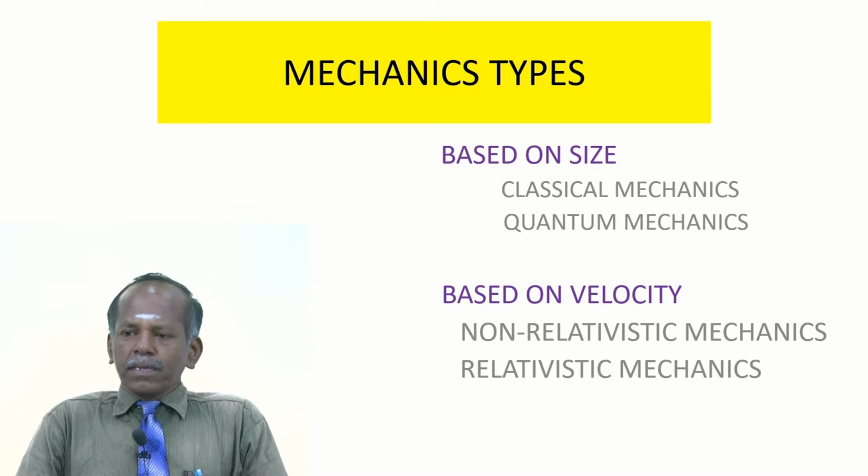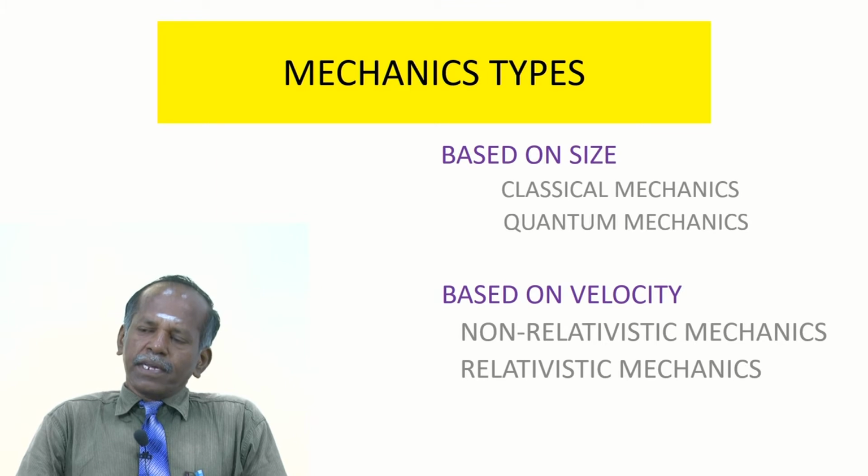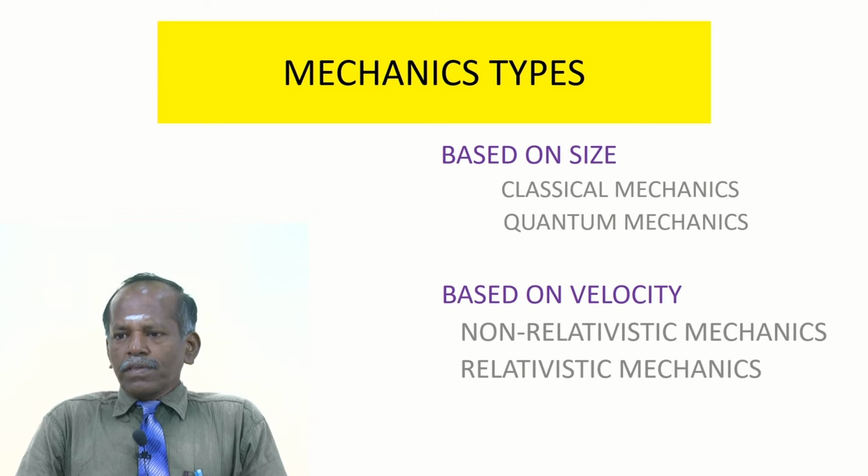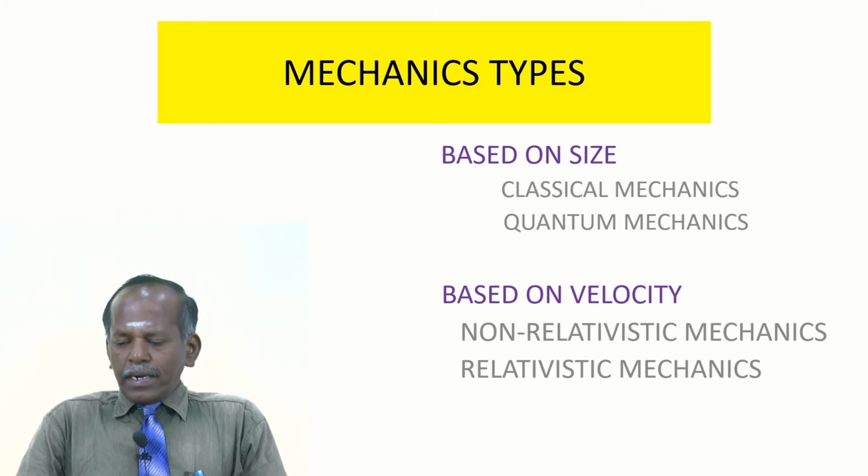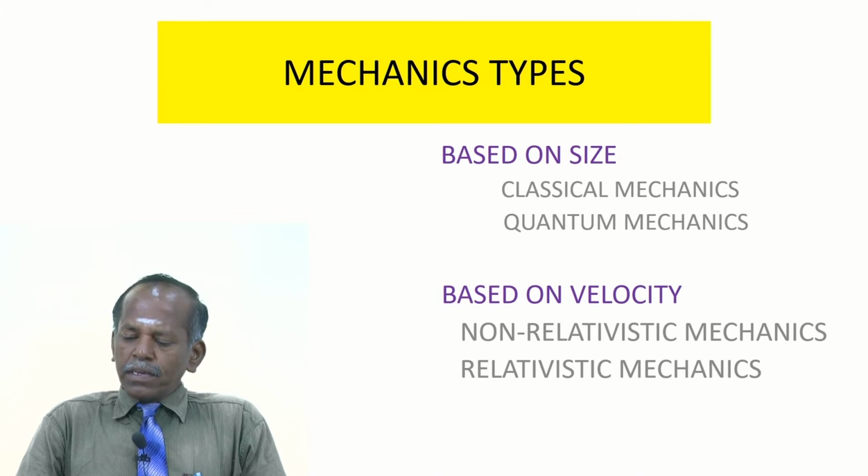The electrons revolving in orbits in an atom are revolving with a speed comparable to light. In atomic fusion or fission, the subatomic particles are moving with such high velocities. So, based on velocity, we have two groups: one as non-relativistic mechanics, the other as relativistic mechanics.